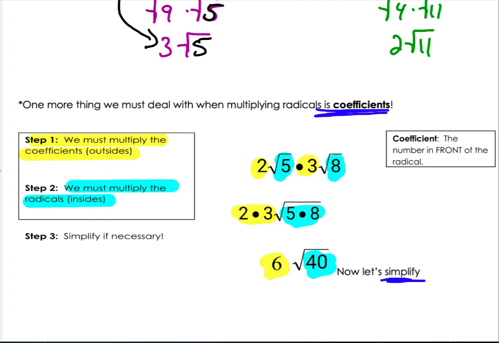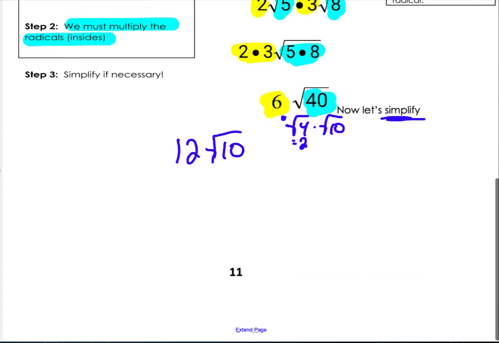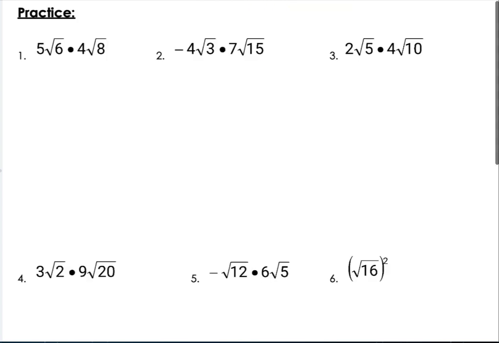Then we simplify. Square root of 40 is really square root of 4 times square root of 10. Well, square root of 4 is really just 2, times 6 is 12 square roots of 10. All right, so let's see this all in action.